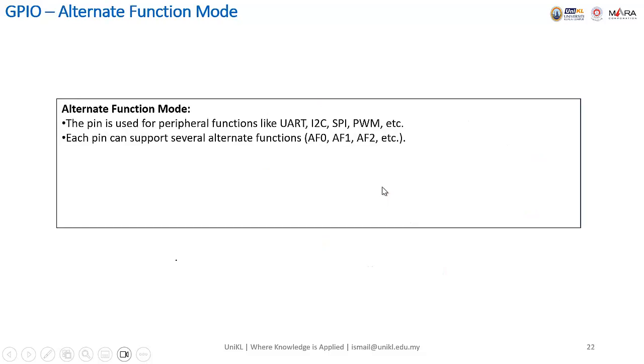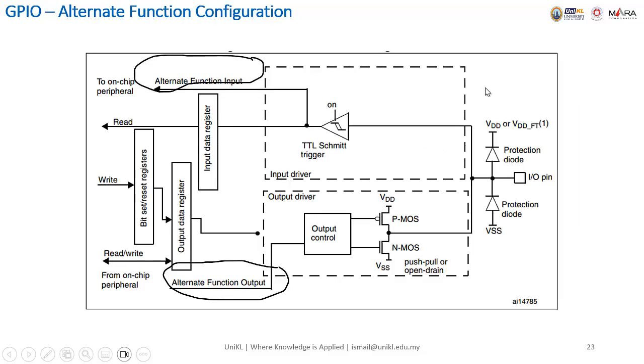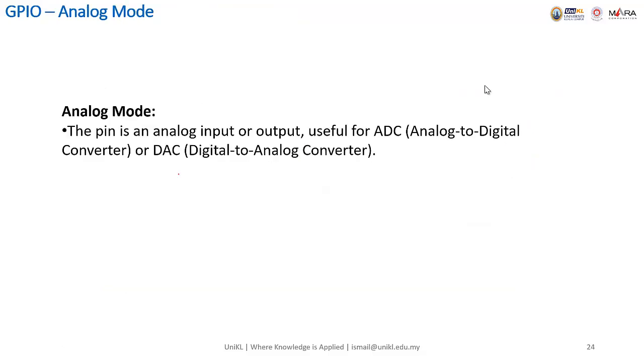Alternate function, the pin is used for peripheral functions like UART, I2C, SPI, PWM, etc. Each pin can support several alternate functions, alternate function 0, alternate function 1, alternate function 2, etc. But forget it, because we're not interested in it when we are using HAL programming. Okay, so this is alternate function, for example.